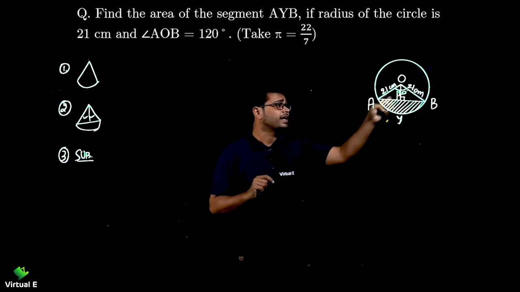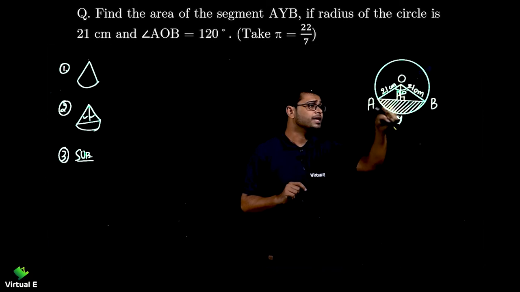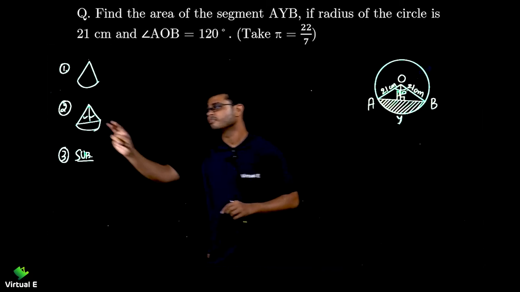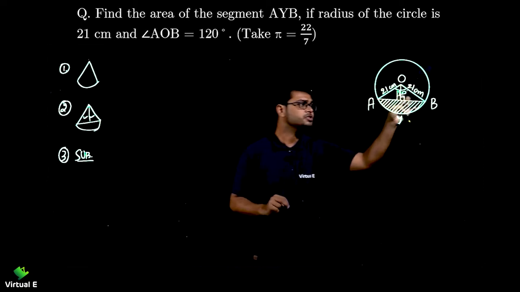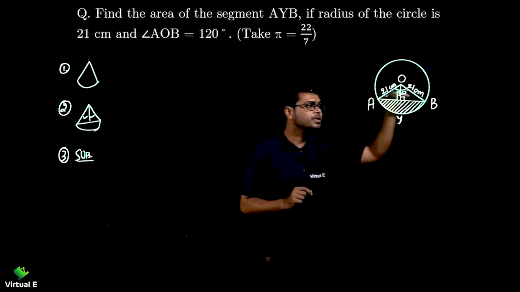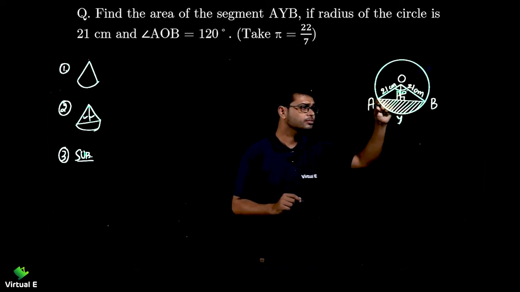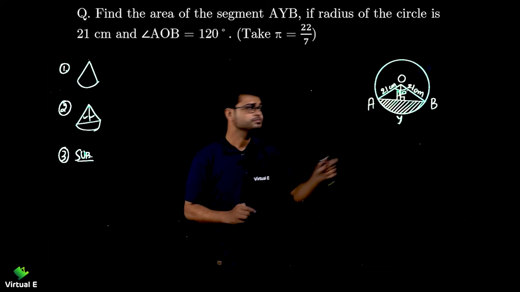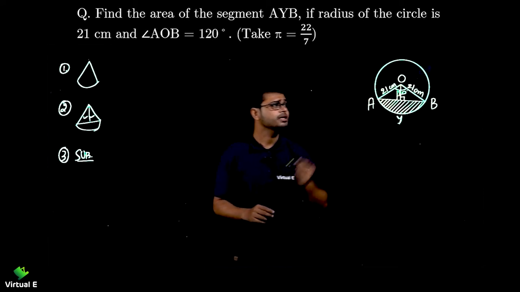First of all, find the area of the sector. This complete sector you need to find the area of, that's the first step. Second, find the area of these two triangles and subtract from the sector. So we'll come to know that this is the only part of the circle which is left now, which is the segment. So let's start.